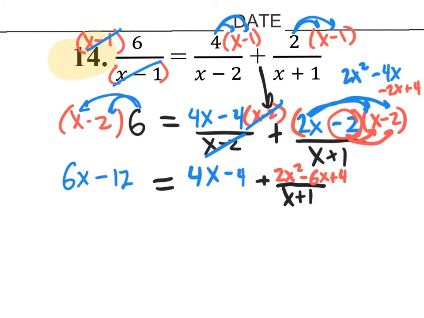Okay, now for my final step, my final fraction. Let's get rid of this fraction by multiplying everything by x plus 1. You know what? To make things a little easier for us, it would be horrible to multiply this by x plus 1. I'd have to multiply the negative 4 by x plus 1, the 4x by x plus 1, the 12 by x plus 1, and the 6x by x plus 1. And that would be a ridiculous amount of work.